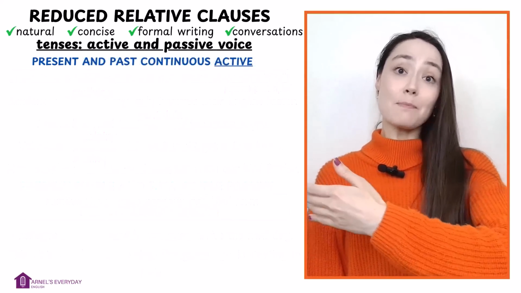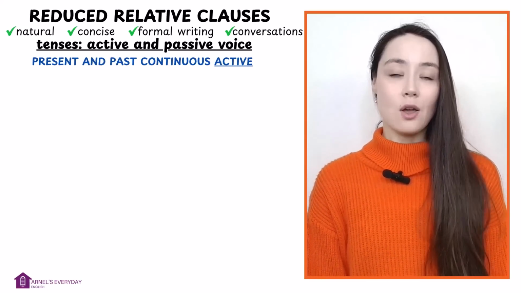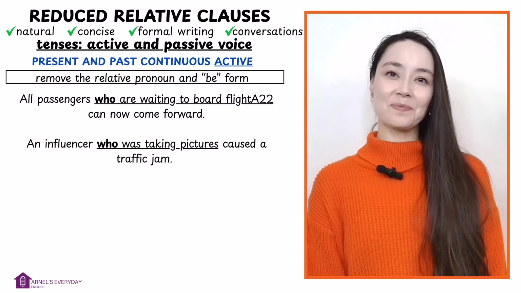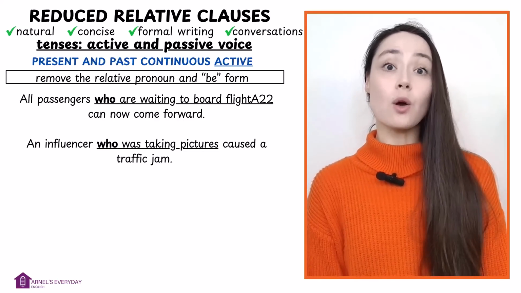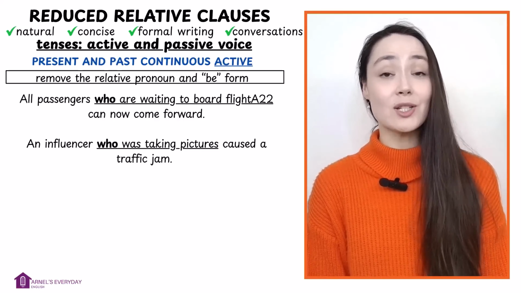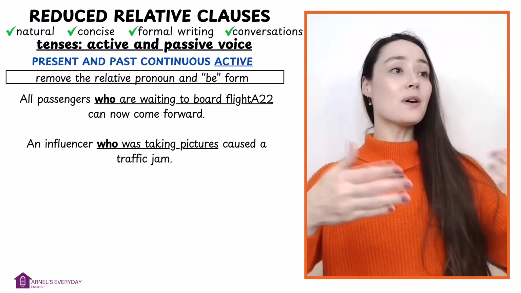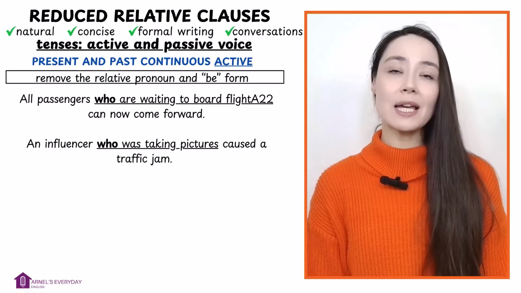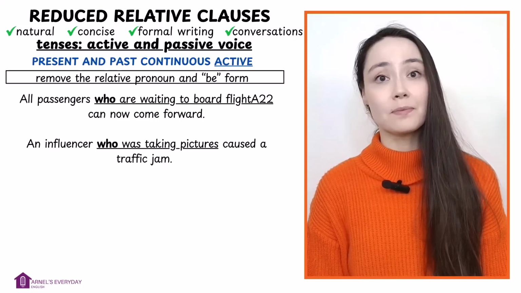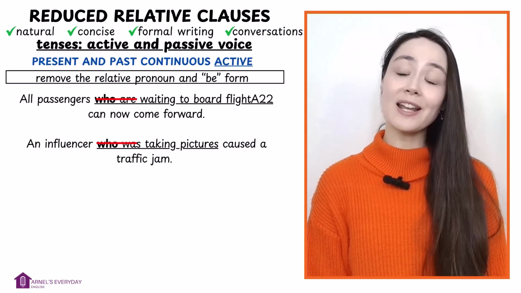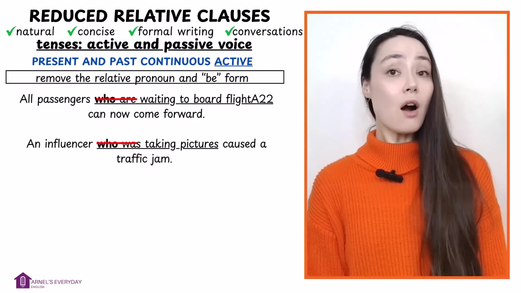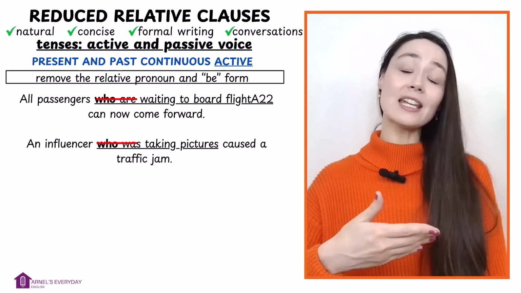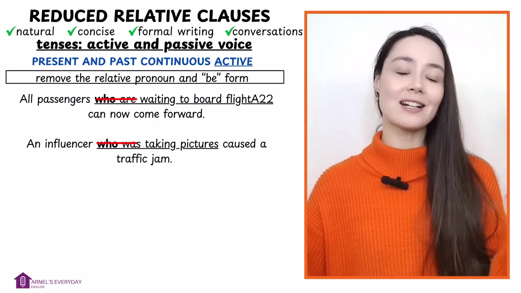Present continuous and past continuous active. Reduction rule: remove the relative pronoun and be form. All passengers who are waiting to board flight A22 can now come forward. An influencer who was taking pictures caused a traffic jam. We can remove the relative pronoun and the be form. All passengers waiting to board flight A22, and an influencer taking pictures caused a traffic jam.